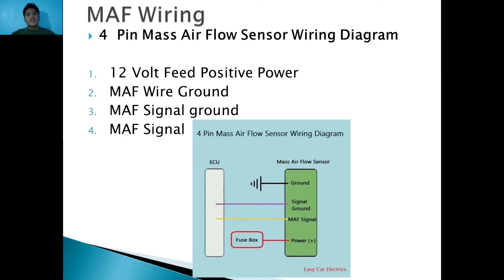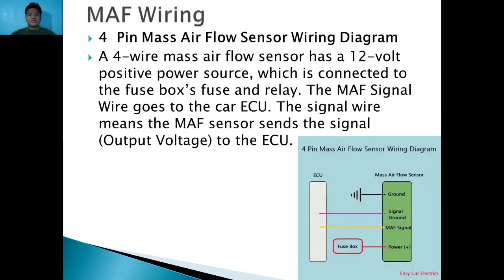Four-pin mass airflow sensor wiring diagram. A 12-volt feed positive power, MAF wire ground, MAF signal ground, and MAF signal. A 4-wire mass airflow sensor has a 12-volt positive power source, which is connected to the fuse box, fuse, and relay. The MAF signal wire goes through the car's ECU. The signal wire means the MAF sensor sends the signal output voltage to the ECU.